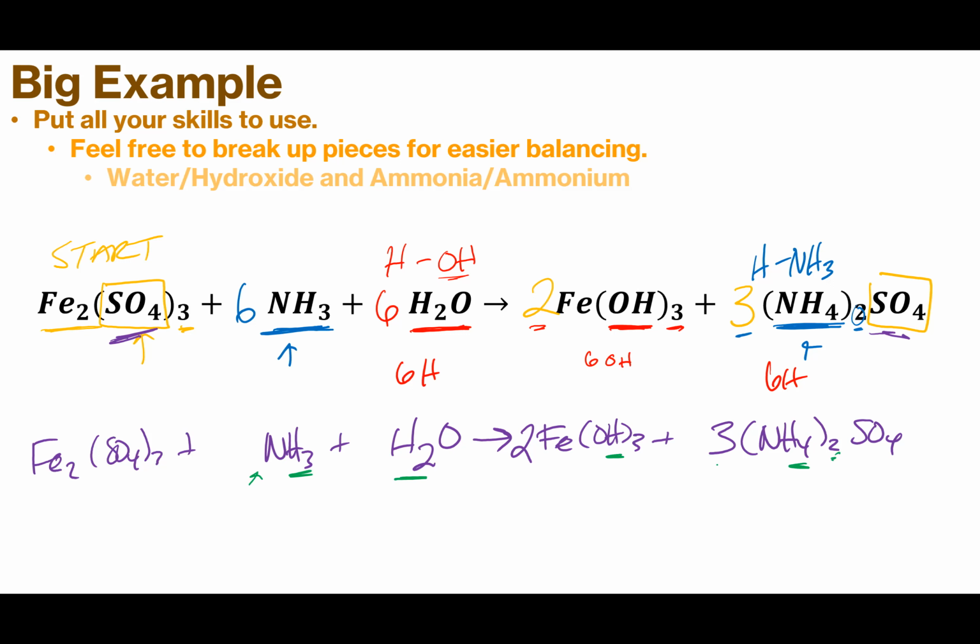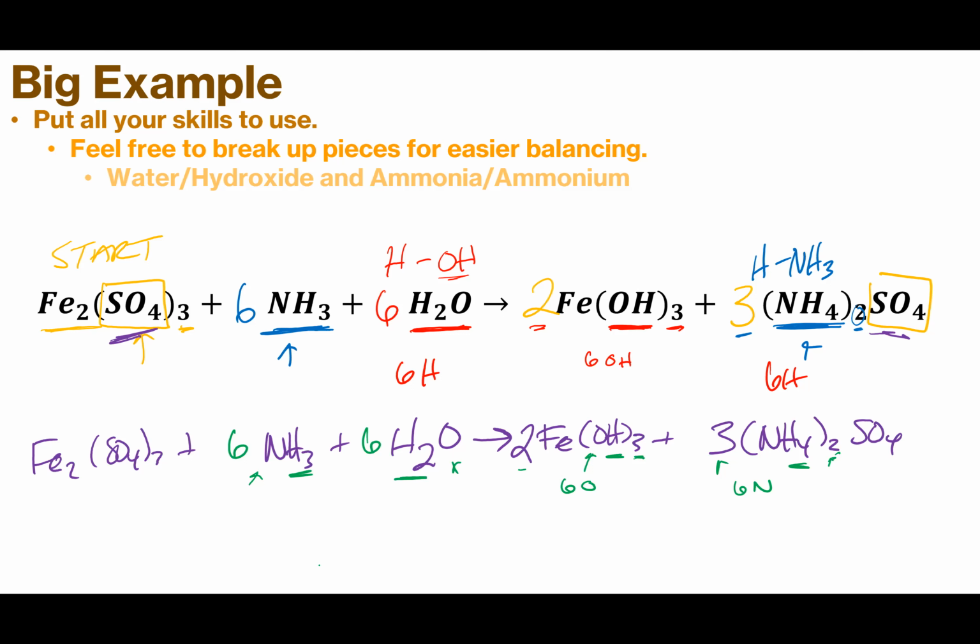2 times 3 is 6, so this has 6 nitrogen, so we're going to put a 6 here. Okay. Here we have oxygen and oxygen. So this is 3 times 2. This is 6 oxygens. So we need a 6 here. Okay. Now we have filled in the coefficients.